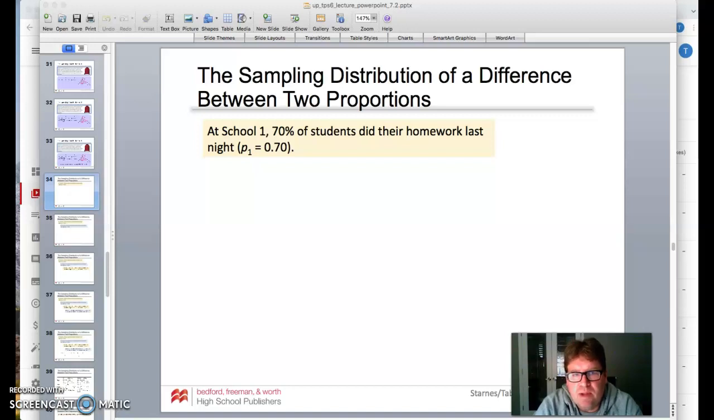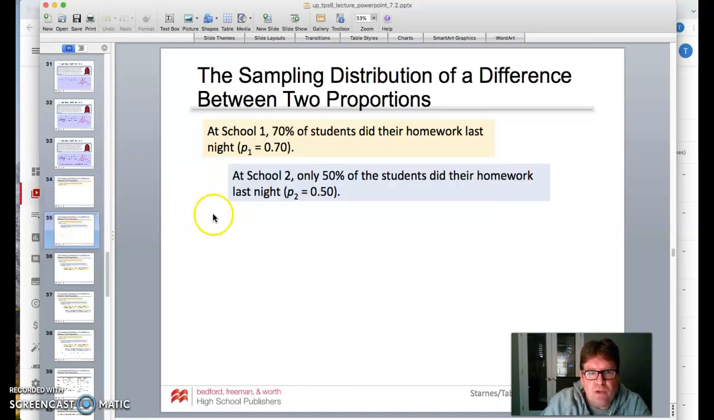So let's say at school 1, 70% of the students did their homework last night. So we're going to identify P1, the proportion of 1, is 0.7. At school 2, only 50% of the students did. So P2, the population proportion of 2, is 0.5.